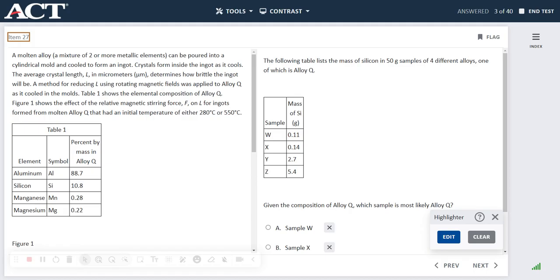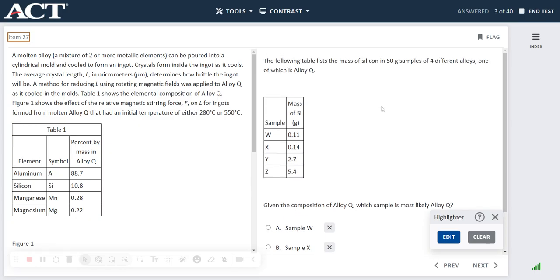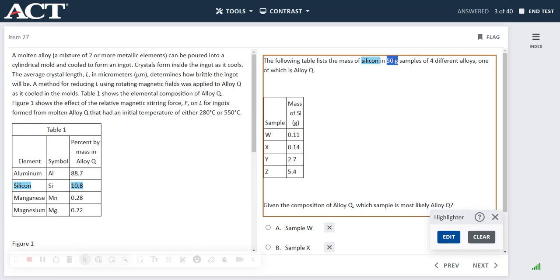27, the following table lists the mass of silicon of 50-gram samples of 4 different alloys, one of which is alloy Q. Given the composition, which is likely the alloy? Okay, we want to know, hold on. Oh, silicon. I got confused there for a minute. Silicon. Okay. So percent by mass of silicon is 10.8. So if it's a 50-gram sample, what is 10% of 50? 10% of 50 would be 5.4.